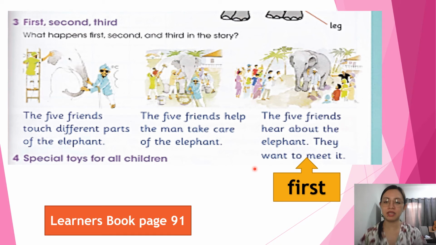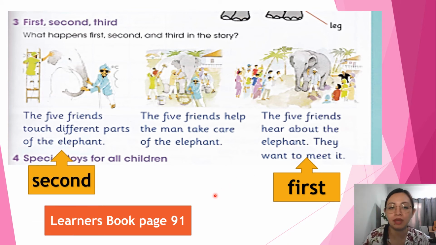Okay, the first one is the 5 friends hear about the elephant. They want to meet it. Okay? While the second one, the 5 friends touch different parts of the elephant because they are blind. They cannot see the elephant. And in order for them to meet the elephant or to know what is an elephant, they have to make use of their sense of touch.